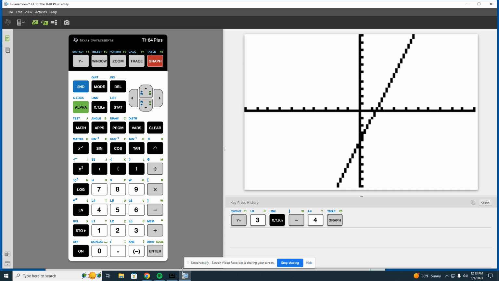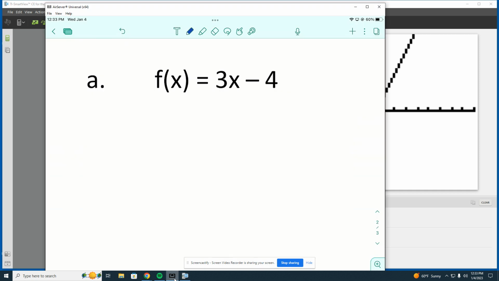So here we go. Let's go to our paper and let's find it. What did step 2 say? To find our inverse, we switch x with y. Do we have a y here, y'all? Yeah, remember f of x is another way of saying y, right? So we're literally going to switch it.